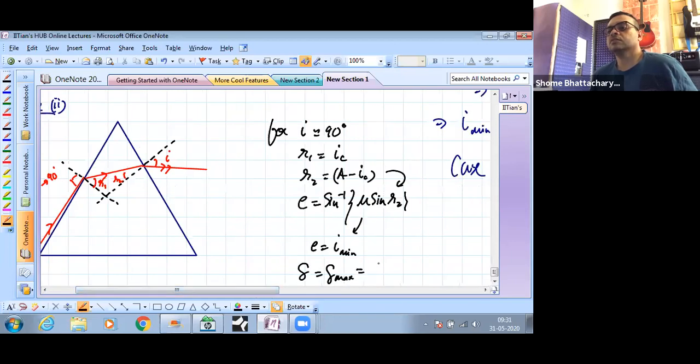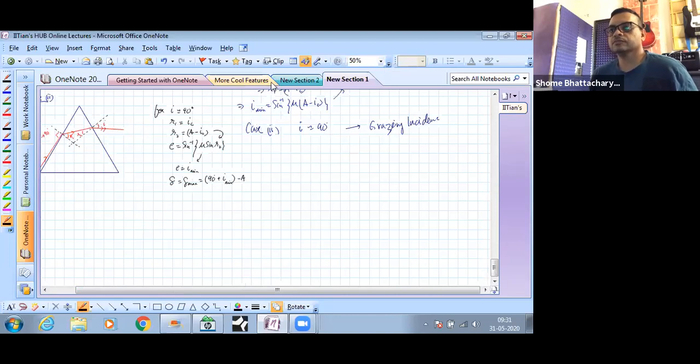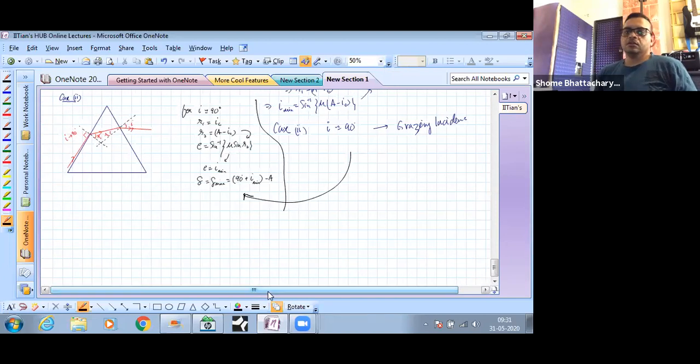It becomes 90 plus I minimum minus A. Okay. So that is the other case of this. So those are the two extreme values. Understand this? That is about the complete analysis of the prism in general. Okay.